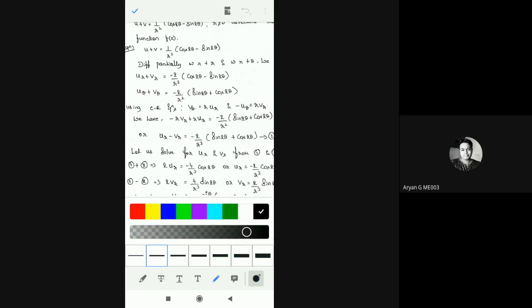Now, let us solve for ur and vr from 1 and 2. How to solve? First we'll write equation number 1 and equation number 2. The equation number 1 that is missing here, I'll write. So this is equation number 1.